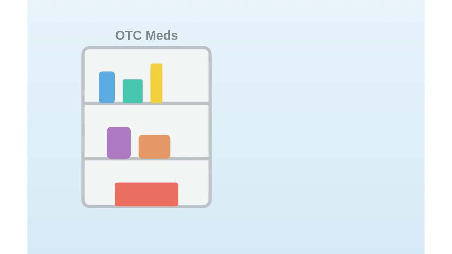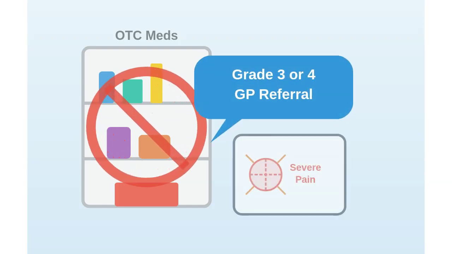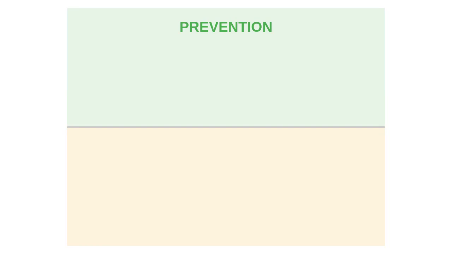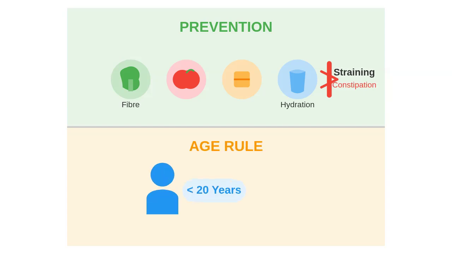Patients who need to manually reduce their hemorrhoids, grade 3 or above, are unlikely to benefit from OTC treatments and should be referred. Severe pain associated with defecation may indicate an anal fissure. A dietary connection is important. Lack of dietary fiber leading to constipation is a contributory factor. Hard stools and straining during defecation can cause hemorrhoids. Good practice dictates that people under 20 years suspected of hemorrhoids should be referred.